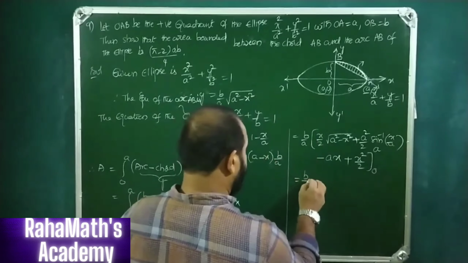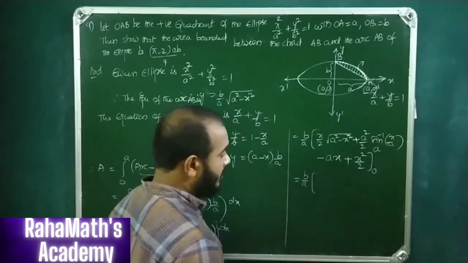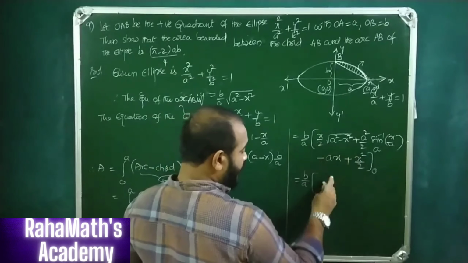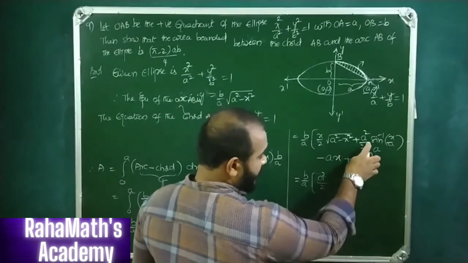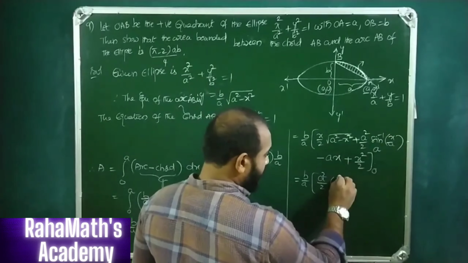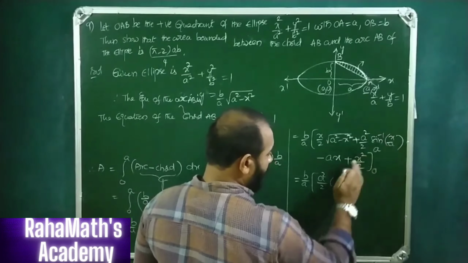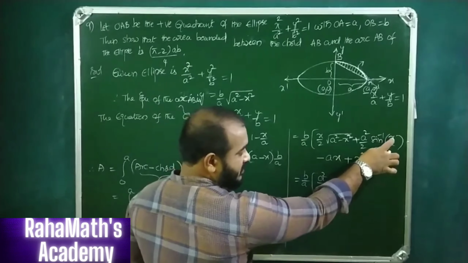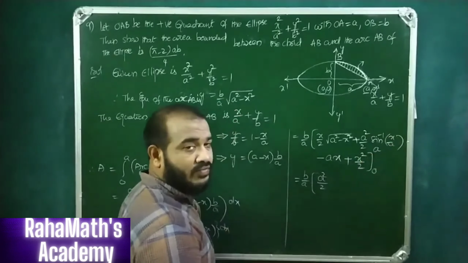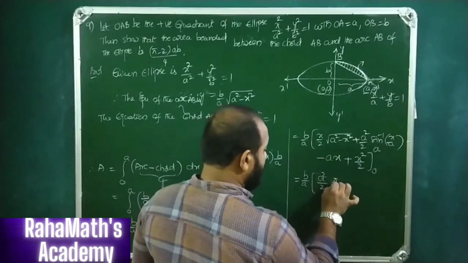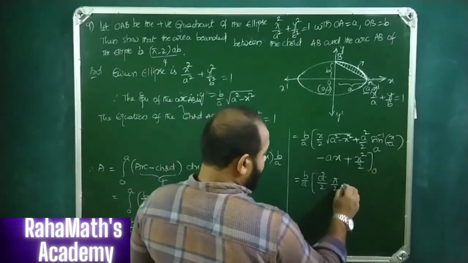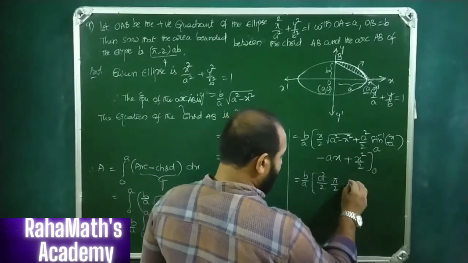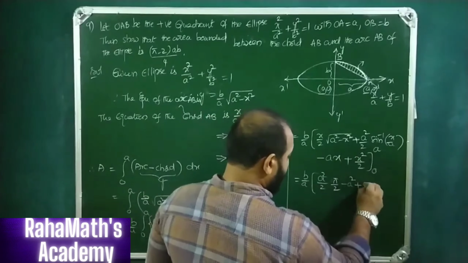This is equals to b by a. Substitute the upper limit. So a by 2 root of a square minus a square, which is 0. Then a square by 2 sine inverse a by a, which is sine inverse 1, which is pi by 2. Minus a, in the place of x, a into a, minus a square plus a square by 2.